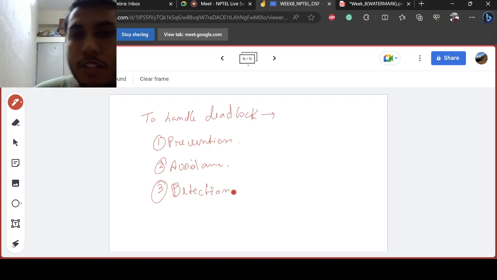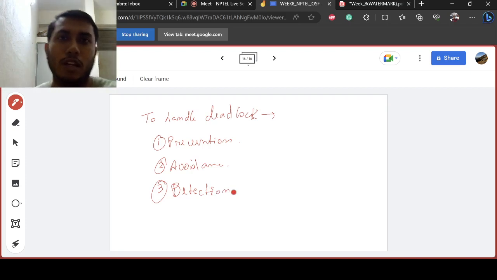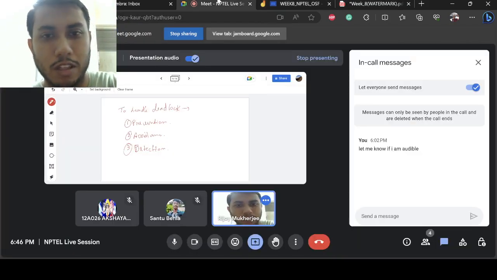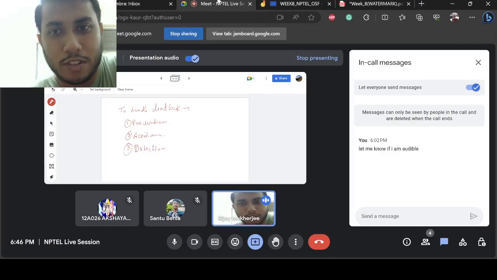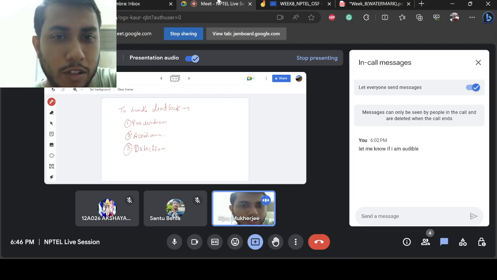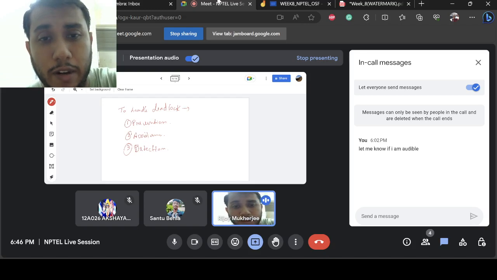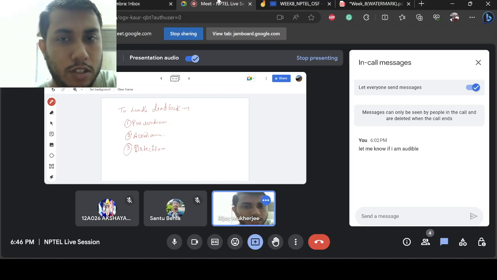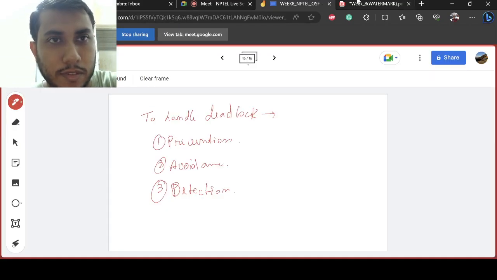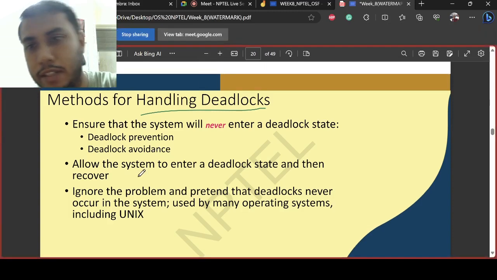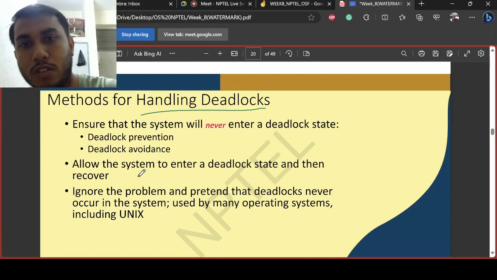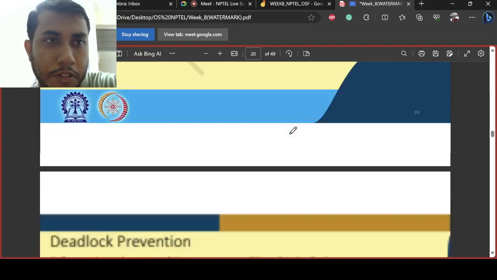So, as the name suggests, prevention and avoidance totally depend on prior knowledge of your system. Like you have to know how your system works. Whereas detection is post, after the deadlock has occurred, you find out whether any deadlock occurred or not, and after that you take some action against it. So one is aggressive, the other is passive. So this lets our system enter a deadlock state and then recover, those kinds of things. So these three techniques we will discuss next.